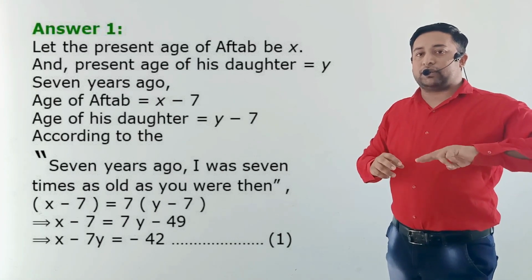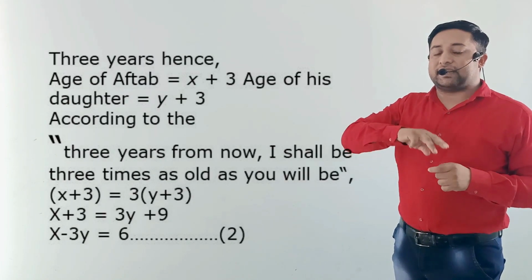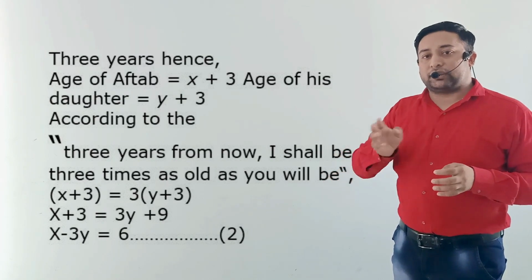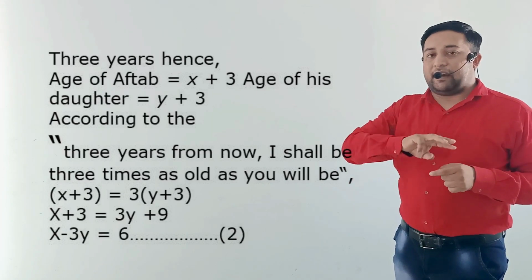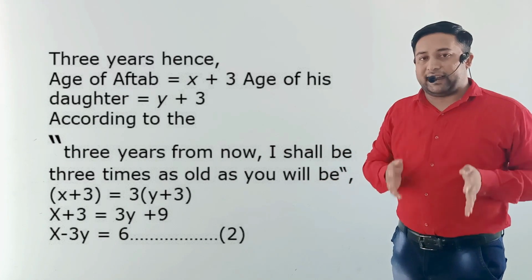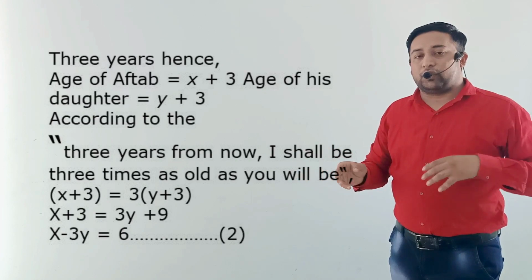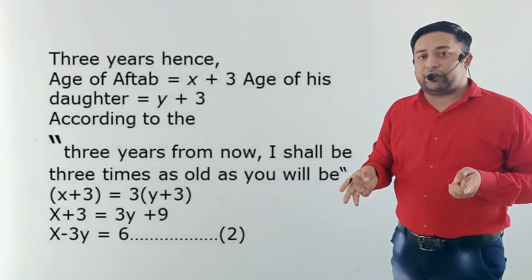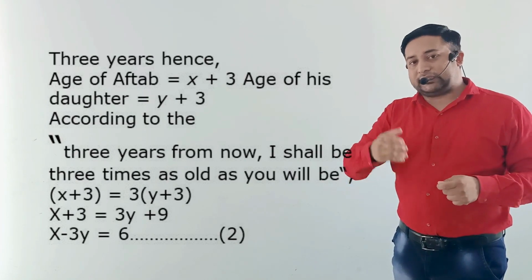Now moving on to the second case. What does it say? 3 years hence. What does that mean? After 3 years. That means what was Aftab's present age? It's x years. His daughter's present age is y years. After 3 years, what will be your age? Suppose you are 15 years old. After 3 years, what will be your age? 18. How? 15 plus 3.